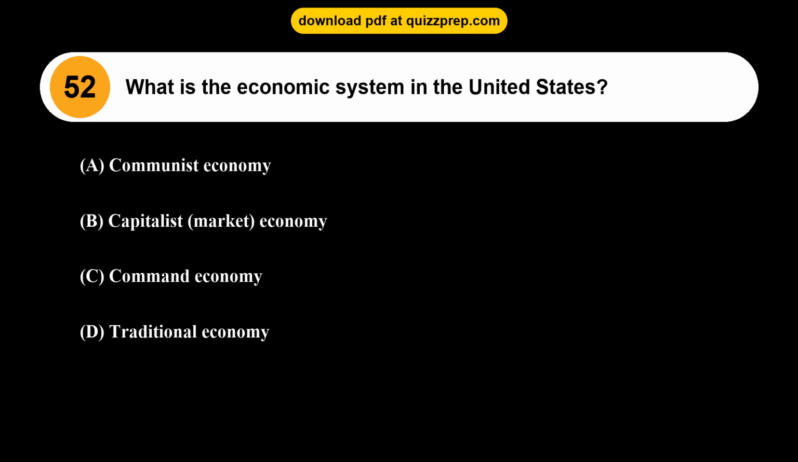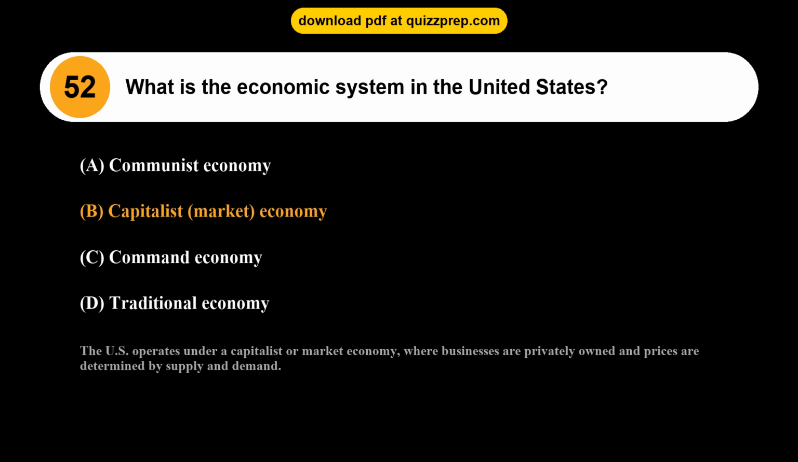Question 52. What is the economic system in the United States? Option A, communist economy. Option B, capitalist, market, economy. Option C, command economy. Option D, traditional economy. The correct answer is option B. Capitalist, market, economy. The U.S. operates under a capitalist or market economy, where businesses are privately owned and prices are determined by supply and demand.